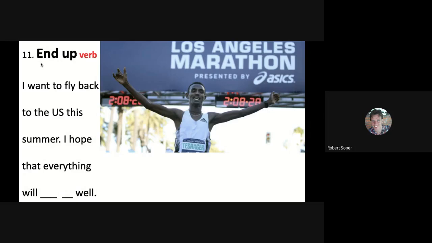Okay, so here we have end up. End up. End up is a verb, so one of its verb forms could be in the simple past, for example. So ended up. That works just as fine. It's a verb. What does it mean? What does it mean to end up?